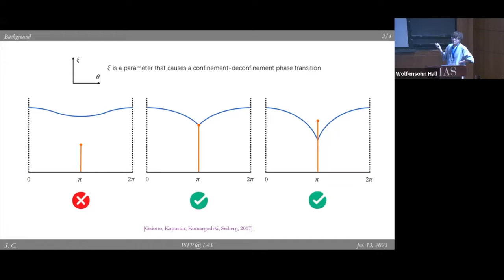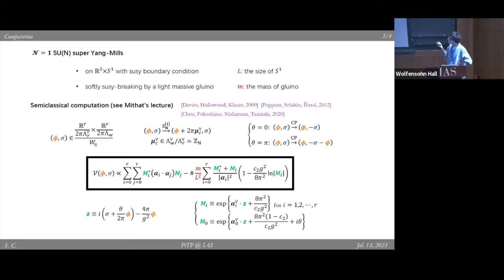So which scenarios can really be seen in a physical system? This is the question. Then we can try to cook up some system. We can try to consider the N=1 super Yang-Mills, and we put it on R^3 times S^1. And we also introduce some soft SUSY breaking by a light massive gluino.